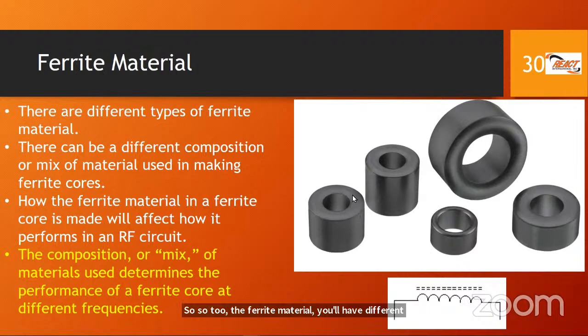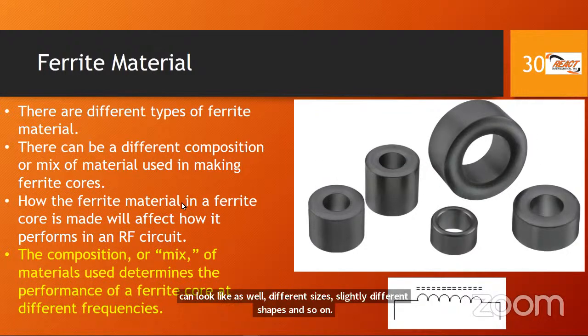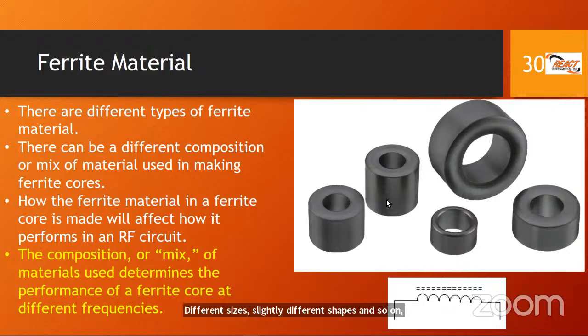So think of it as mixing flour, right? So you have a different mix of the ferrite material. Here's the toroidal core ferrite material raw. This is what it can look like as well. Different sizes, slightly different shapes and so on, but different mixes. And of course, how the material is mixed or made will affect how it performs in your radio frequency circuit. So that is very much calculated by the manufacturers of the ferrite cores. So the exam question associated with this bit of theory is the last bullet point. The composition or mix of the materials used determines the performance of a ferrite core at different frequencies.